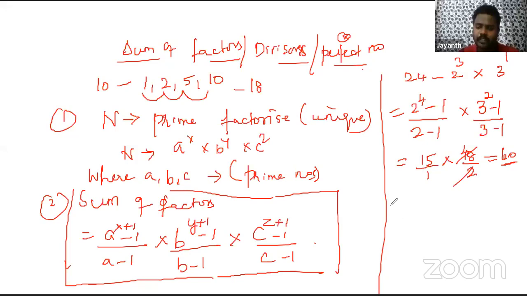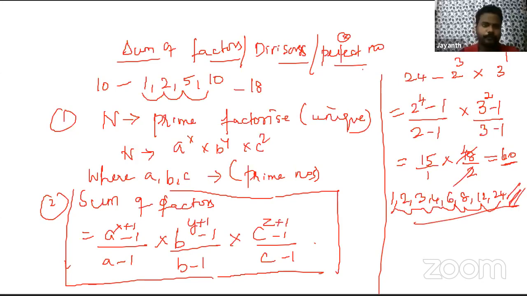Sir, how is it 60? What are all the factors of 24? 1, 2, 3, 4, 6, 8, 12, 24. These are all the factors of 24. If we add all of these, we get 60: 36, 44, 50, 54, 57, 59, 60. Guys, got it?